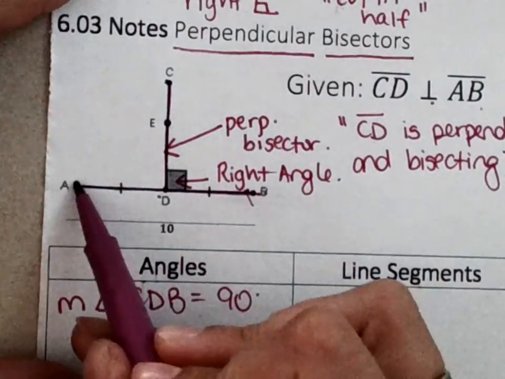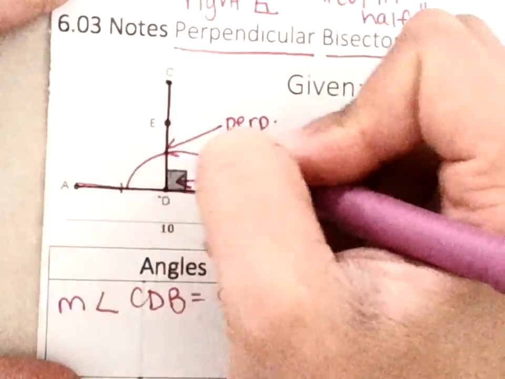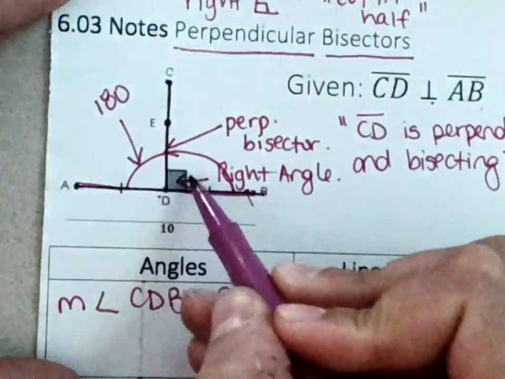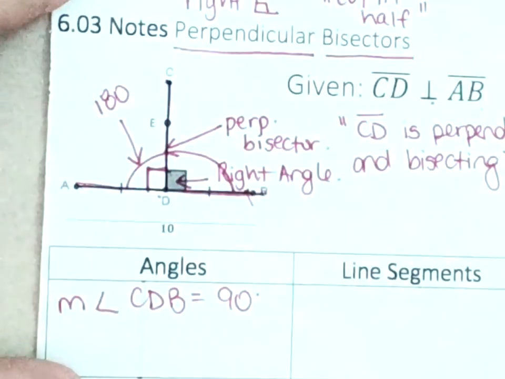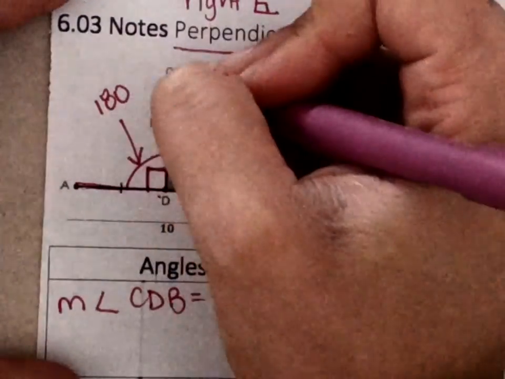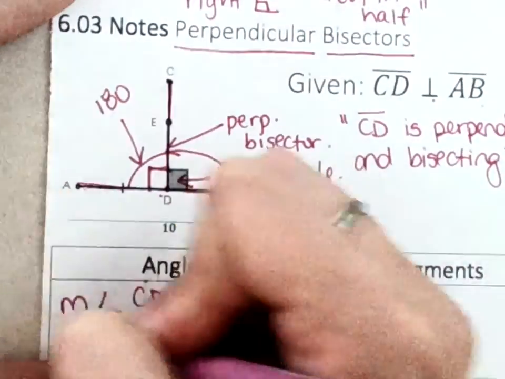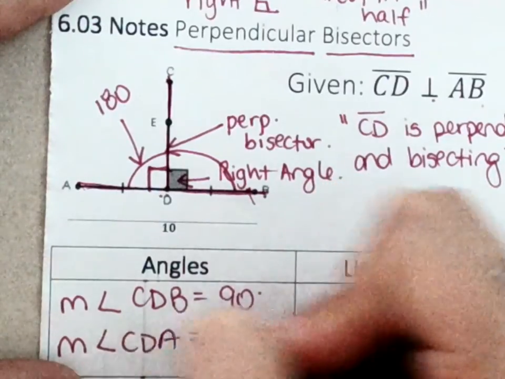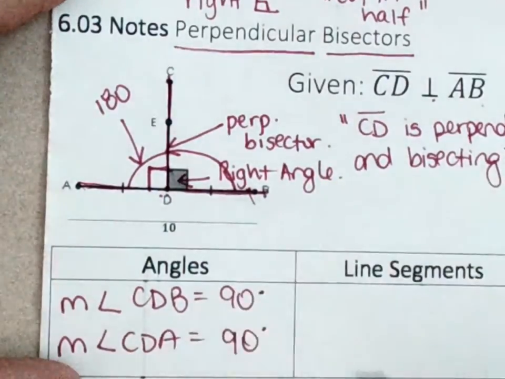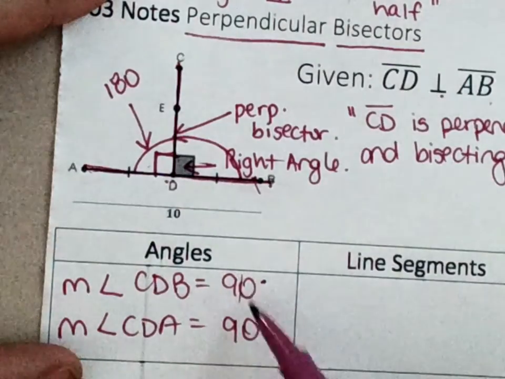Now because AB is a line itself, we know that there's 180 degrees in a line. Therefore, if this is 90 degrees, this also has to be 90 degrees because this is a line and also because CD is a perpendicular bisector to AB. So the measure of angle CDA is also 90 degrees. So you can always conclude that the two angles created from perpendicular bisectors are right angles.